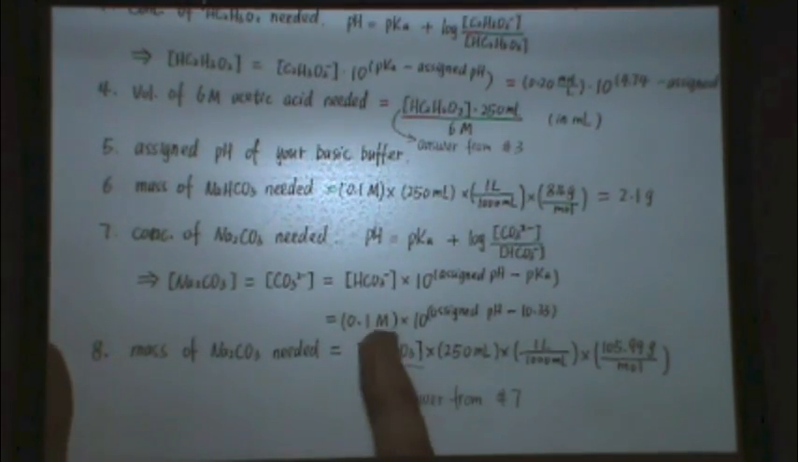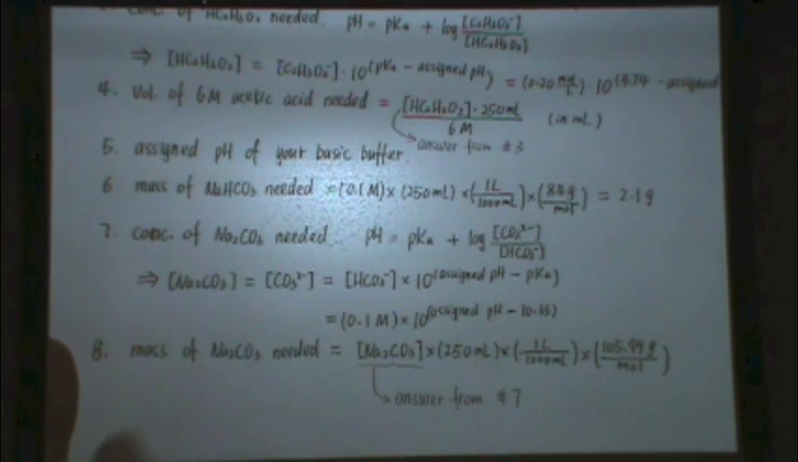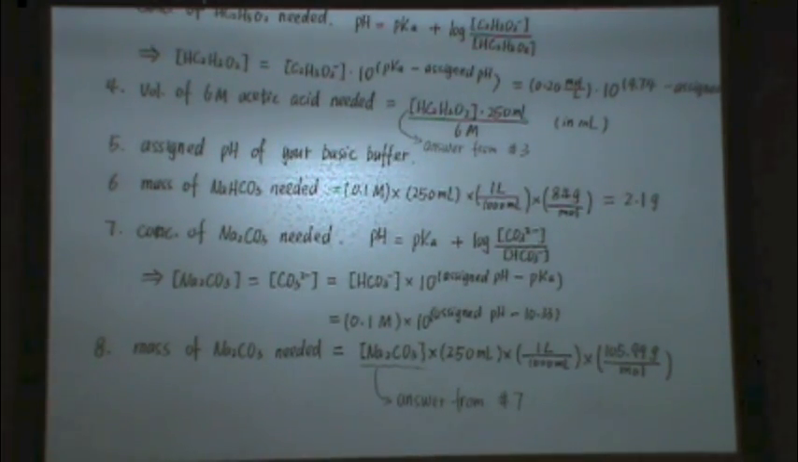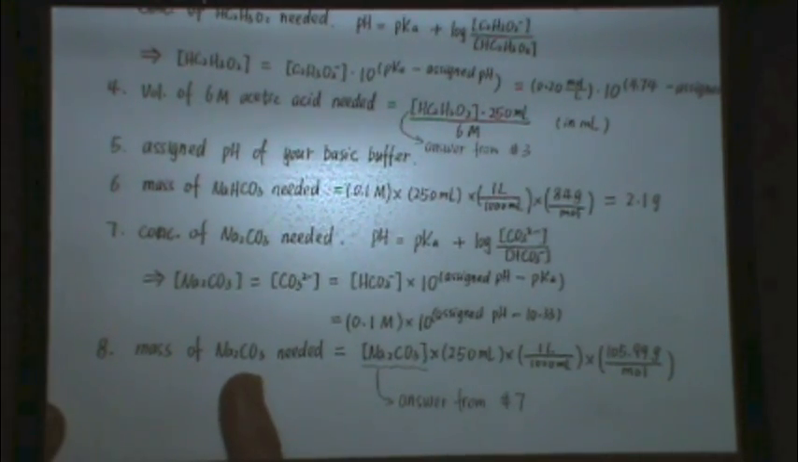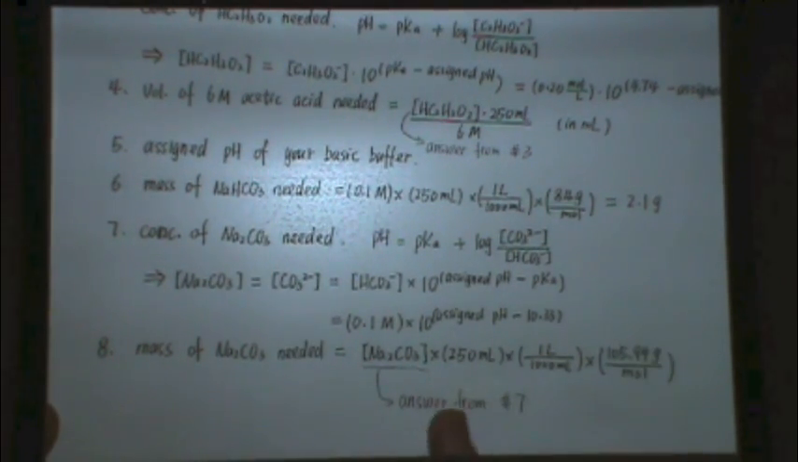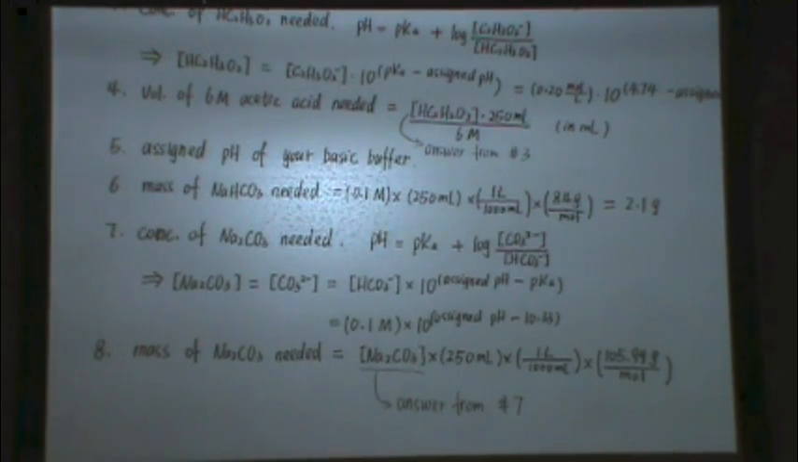So then the last step, once you find the concentration of carbonate ion, you're going to find the mass of the sodium carbonate that you need. This is the answer from the previous part. That's a concentration. Multiply it by the volume to get to moles, and then multiply by the molar mass. And you'll have the mass of the carbonate you need. Pair that with the mass of the sodium hydrogen carbonate, and that's what you're going to use to generate the basic buffer in lab.